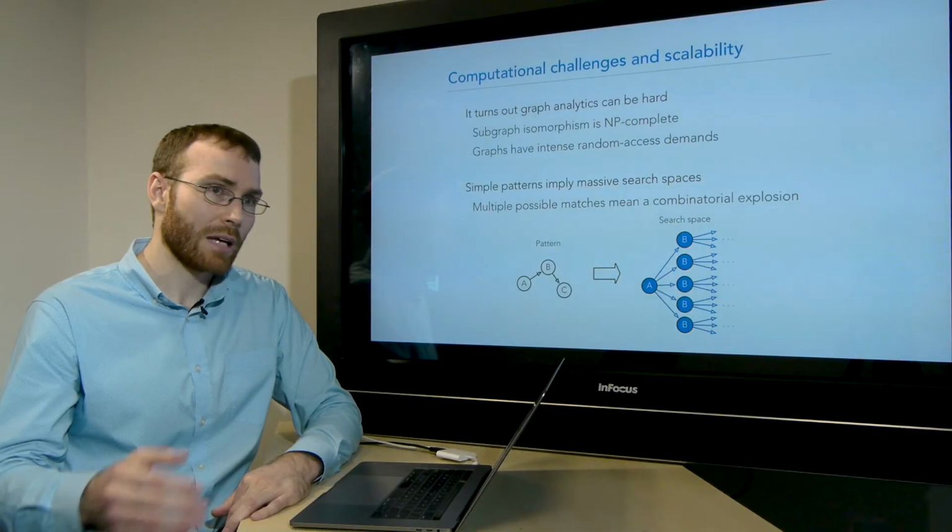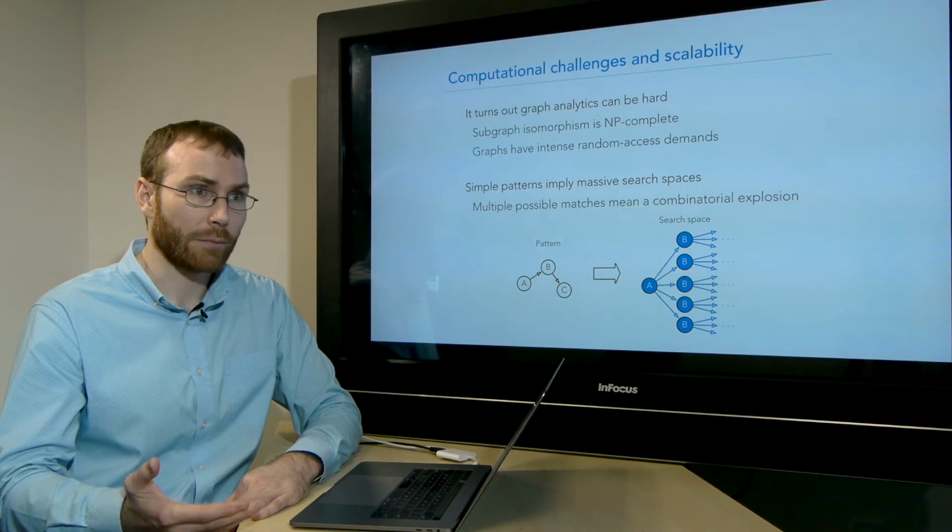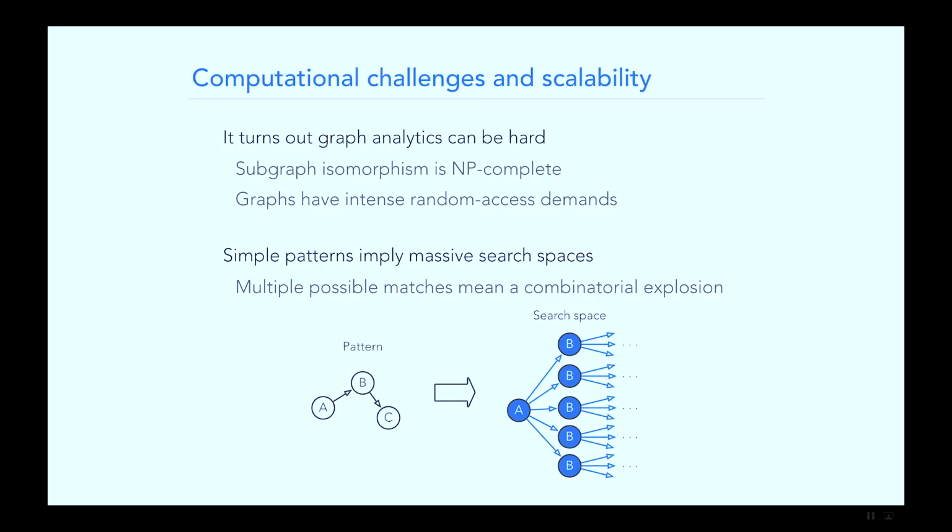The second problem has to do with the way graphs are laid out in memory. When you represent a graph, the connections between two vertices can end up being anywhere in memory. So if you are starting at node A and you're trying to jump to its neighbor B, A and B may not be next to each other in memory. And when you make that kind of hop, it tends to be fairly costly for modern computer architectures.